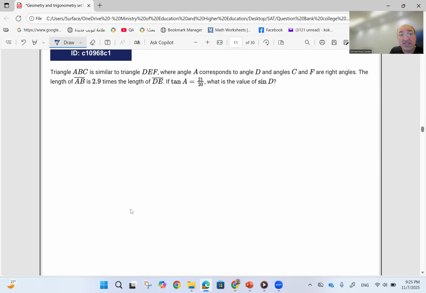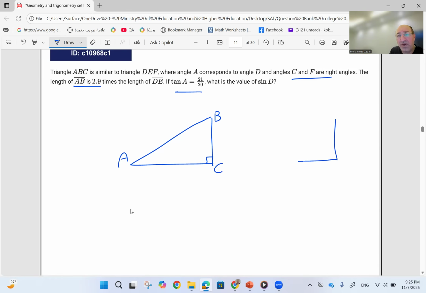The scale factor, whether the length is double or triple the other side length, doesn't affect the measure of angles. So you just draw one triangle only. Where C and F are right angles, AB is like this, ABC, because C is a right angle, and in the other one F is right as well.